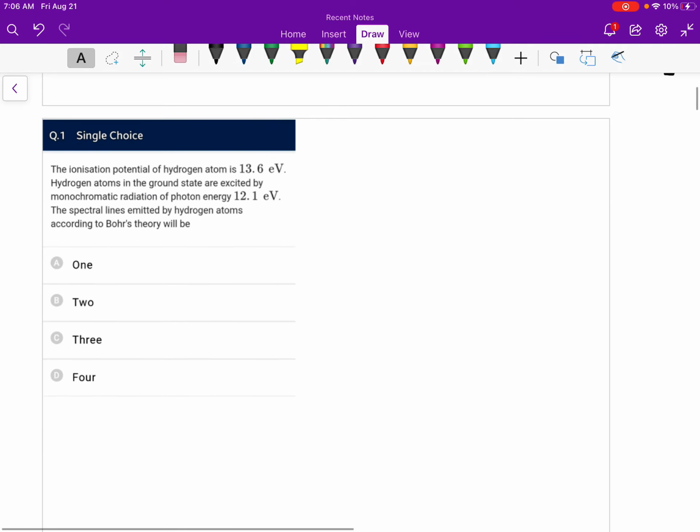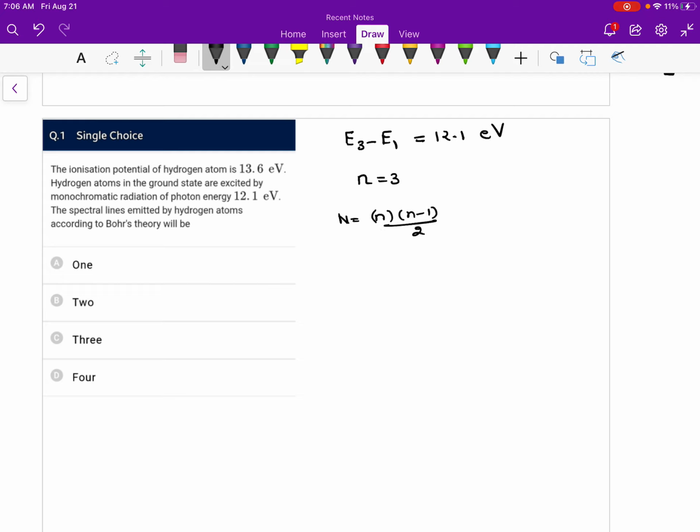So the ionization potential of hydrogen atom is 13.6 volt. Hydrogen atoms in the ground state are excited by a monochromatic radiation of photon energy 12.1. So 12.1 is the energy difference between 1 and 3. E3 minus E1 is 12.1 eV. All right, so this is n equals 3. So number of spectral lines is n(n minus 1)/2, that is 3. So C is the correct option.